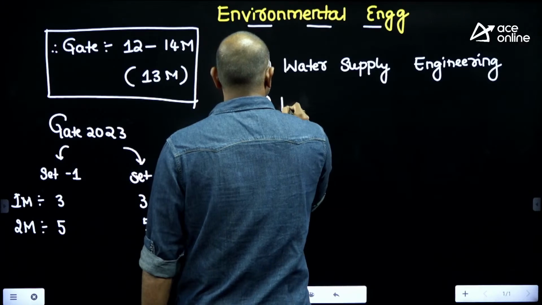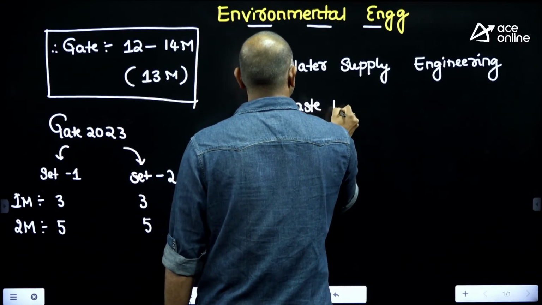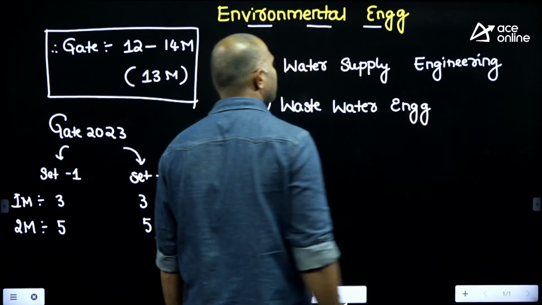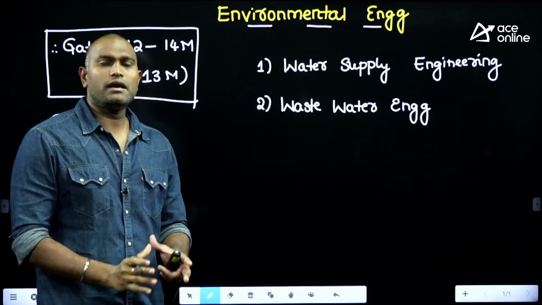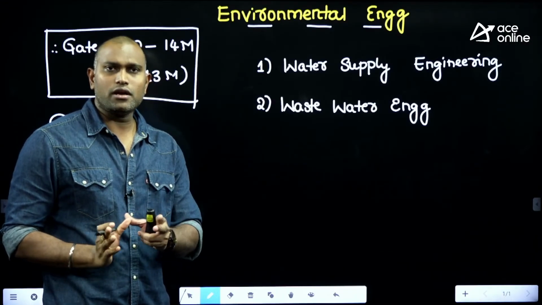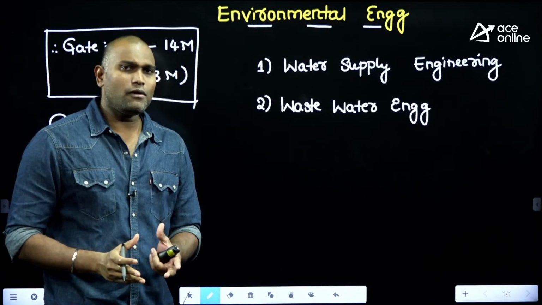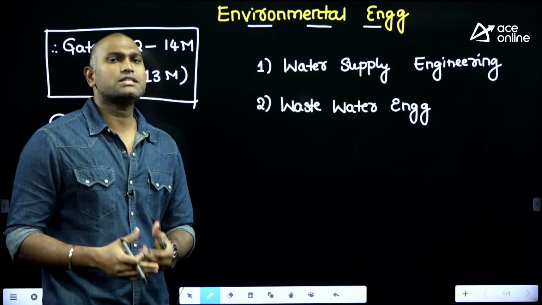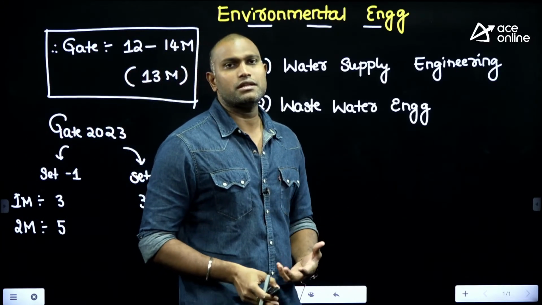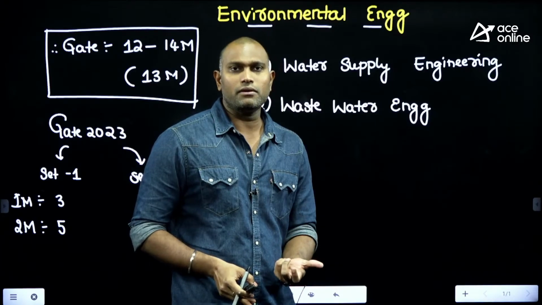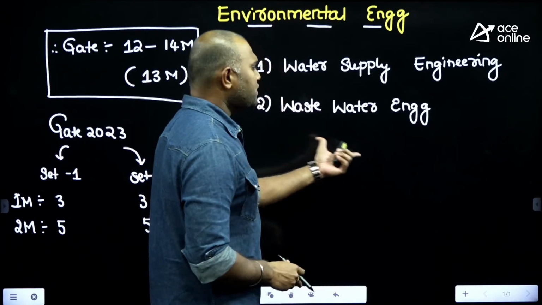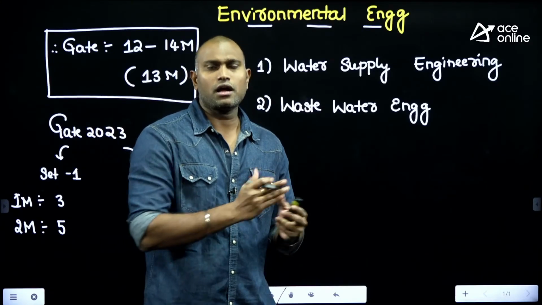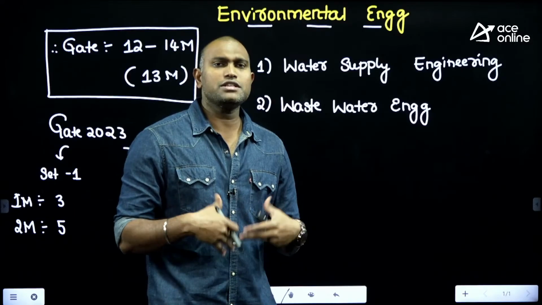Second one, wastewater engineering. So in the case of water supply engineering, we primarily deal with how to supply water to the community. We don't supply water directly to the community. We are going to supply the water after treatment. So we discuss what the various treatments are that we need to incorporate before supplying the water to the community. And wastewater engineering.